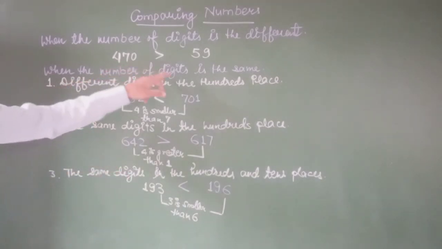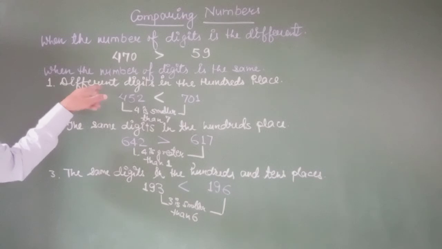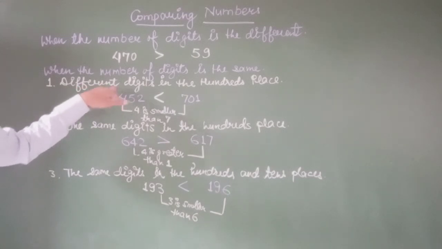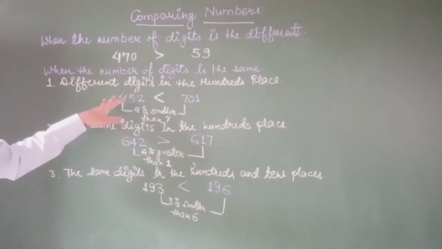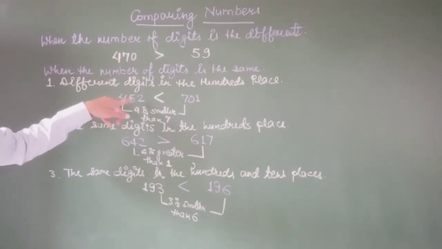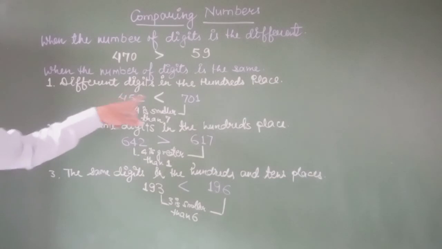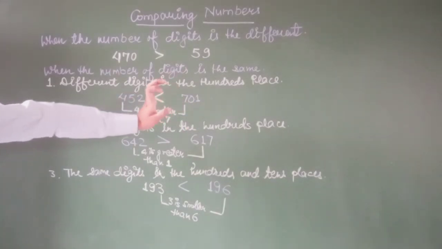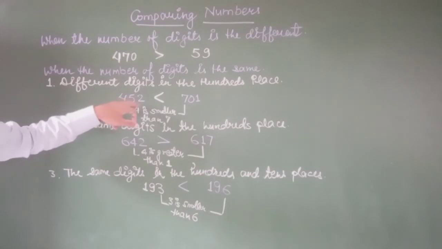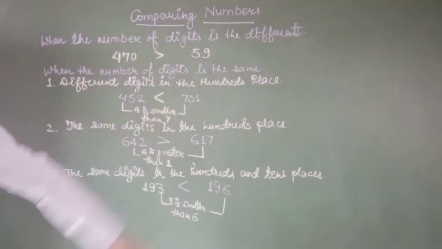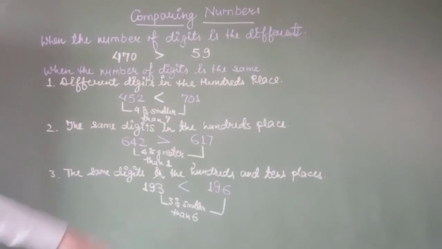Second condition, when the number of digits is the same. In this condition, the first topic is different digits in the hundreds places. There is an example given. Sajid makes 452 shoes and Ramdas makes 701 shoes in a month. Who makes more shoes? When we compare hundreds places, 4 is smaller than 7. So we can say that 452 is smaller than 701. So Ramdas makes more shoes than Sajid.